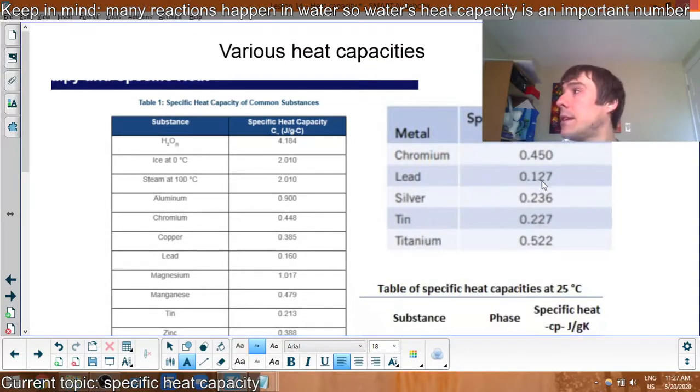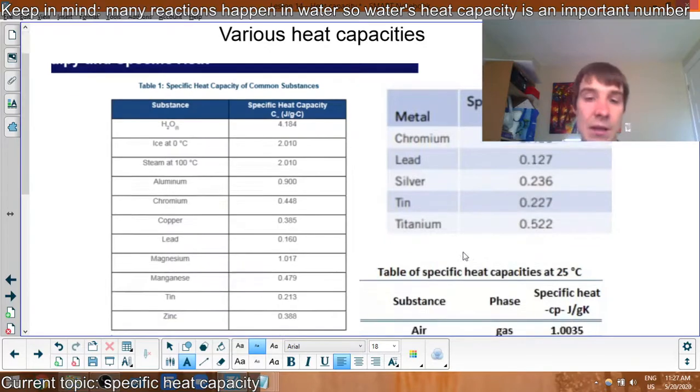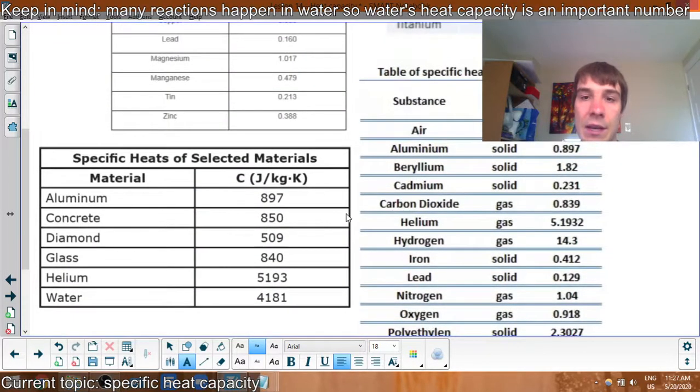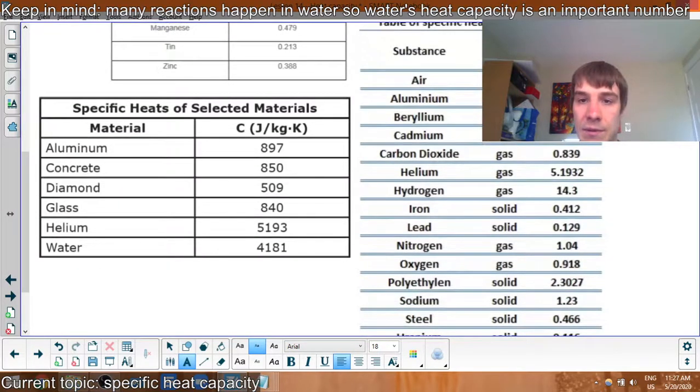Chromium 0.4, lead 0.127 is a very low heat capacity. Silver, tin, titanium, and then a few other ones. The units are joules per gram Kelvin.